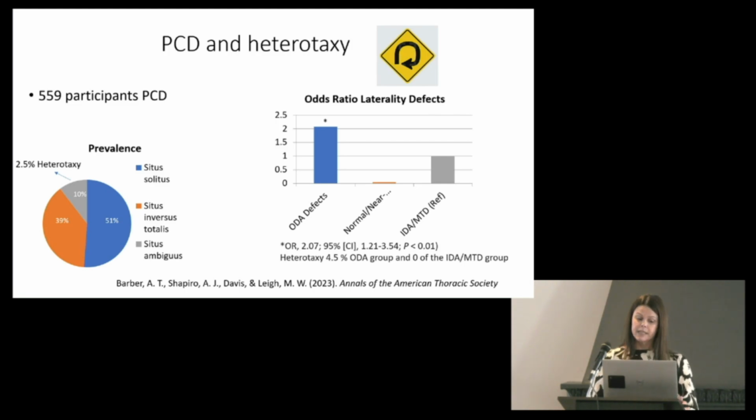They defined heterotaxy in this group as patients with situs ambiguus with complex congenital heart disease, and found that in that 10% of situs ambiguus patients, 2.5% had heterotaxy. Laterality defects were more commonly found in the outer dynein arm defects, and 4.5% of patients within that group had heterotaxy, whereas none in the inner dynein arm microtubular defect group had heterotaxy.